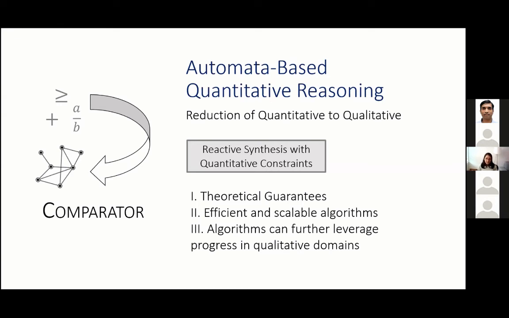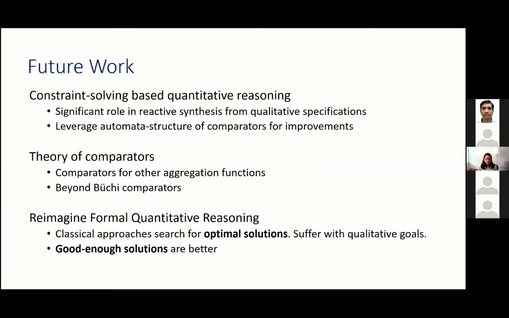And another salient feature of the algorithms is that because it reduces quantitative algorithms to qualitative algorithms, one can leverage the progress made in the qualitative space in order to improve the algorithms for quantitative reasoning. In terms of future work, one of the interesting directions, I think, is that so far, our reductions are really automata-based reductions for quantitative reasoning. But we know that in existing work on reactive synthesis, the real improvements for tools and algorithms have come from using constraint solvers to solve the reactive synthesis problem.